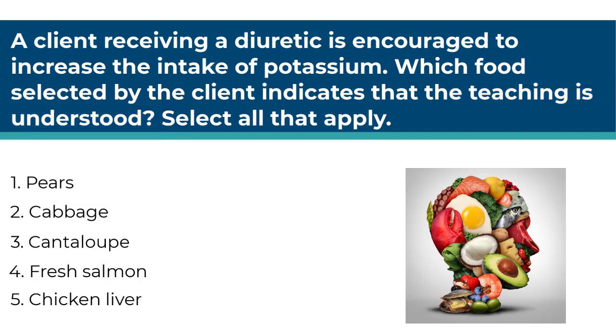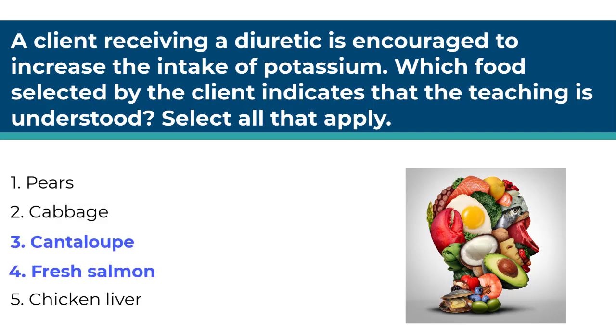Let's read the answers again and pick the correct foods that are high in potassium. Number 1, pears. Number 2, cabbage. Number 3, cantaloupe. Number 4, fresh salmon. Number 5, chicken liver. The answers are 3 and 4.